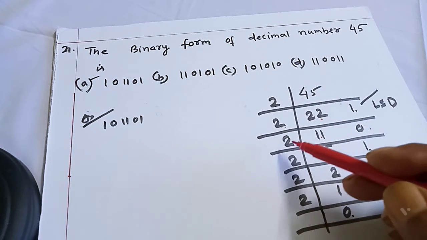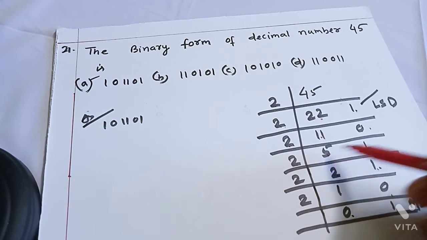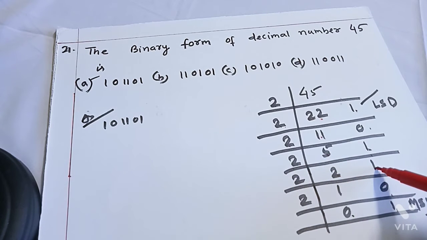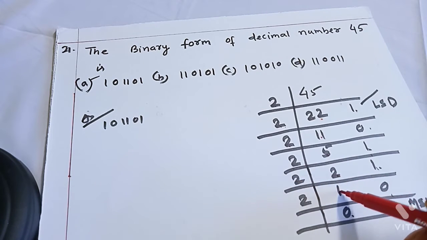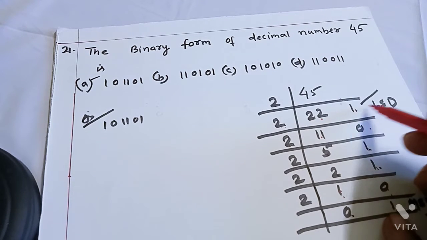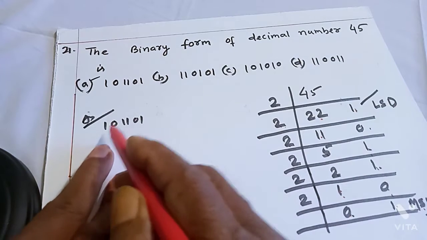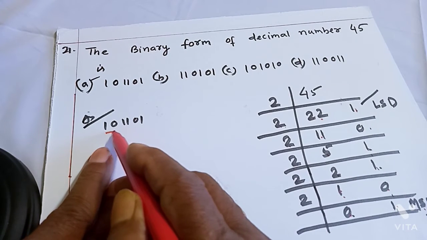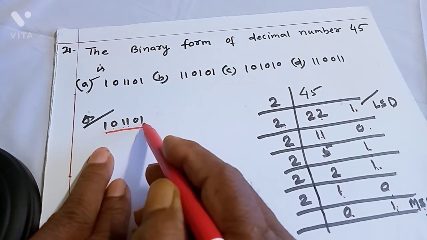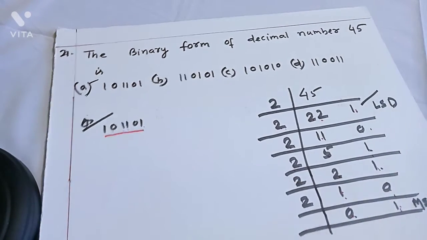Again divide 22 by 2, we get 11, remainder is 0. Divide by 2, then 5, remainder 1. Divide by 2, quotient is 2, remainder 1. Divided by 2, quotient is 1, remainder is 0. Divided by 2 is not possible, so quotient is 0, remainder is 1. This is the most significant digit and this is the least significant digit. So arranging from the most significant digit towards the least significant digit, we have 1 0 1 1 0 1. So the correct choice is A.